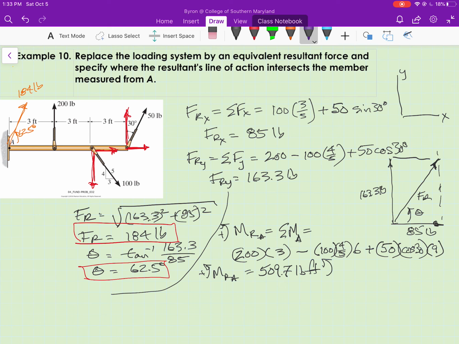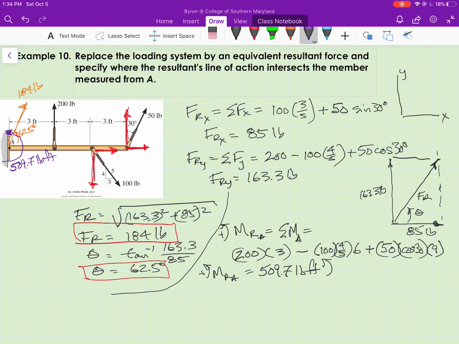So if we were told to find the equivalent resultant force and couple moment about A, we would be done with the problem, because we have the resultant force, and here is the resultant couple moment acting counterclockwise, and to be consistent, we'll call it 509.7 pound-feet. We could round it, but okay. But since this is a coplanar force system, that resultant moment is perpendicular to our resultant force.